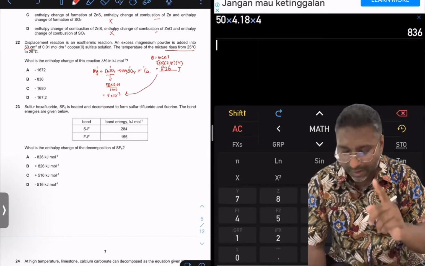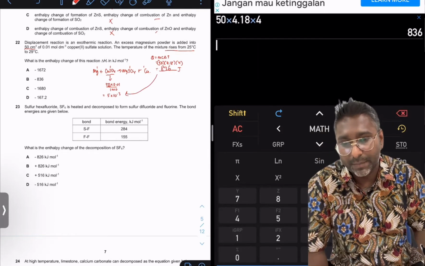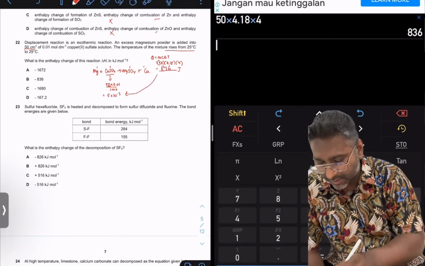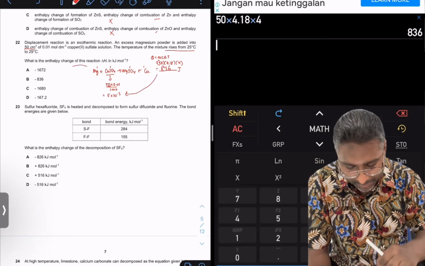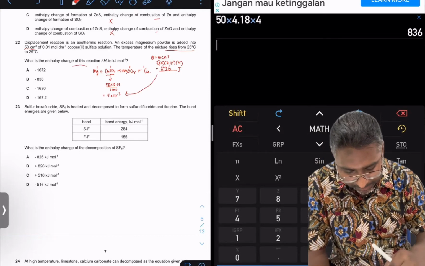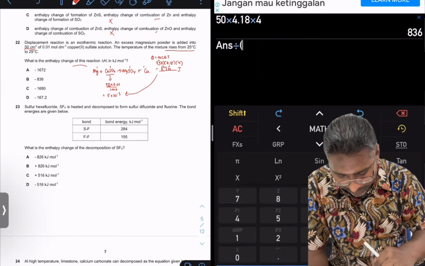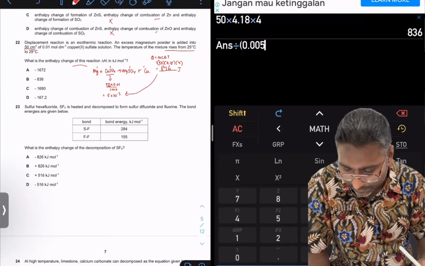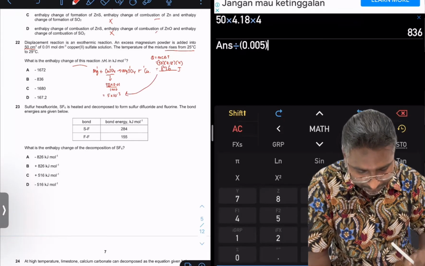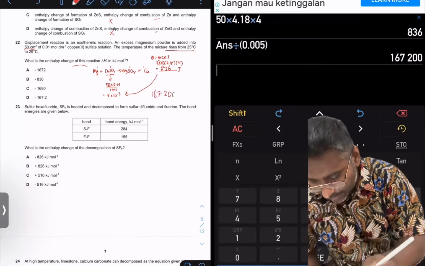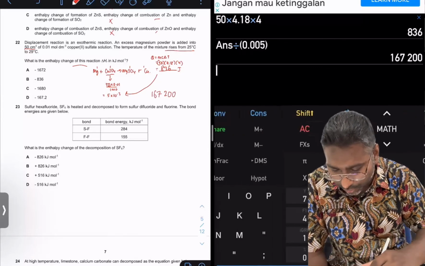This amount of moles. I'm looking for 1 mole. So how do you get for 1 mole? Because enthalpy change is for 1 mole. So 836 you divide by 0.005, and you will get 167,200, which is going to be in joule.